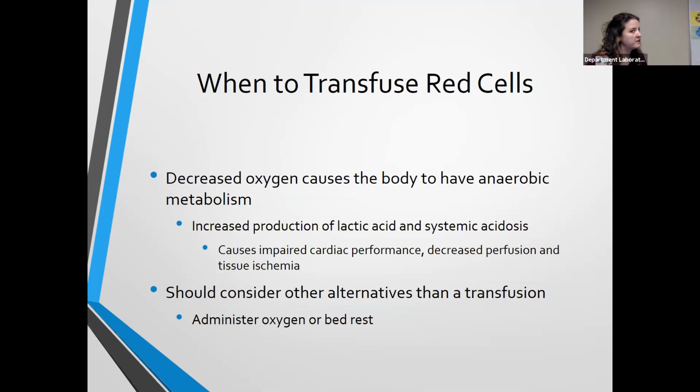What happens when you have decreased oxygen is your body has anaerobic metabolism, and we all know that would increase lactic acid, so your body could go into acidosis. When you go into acidosis, you could have impaired cardiac function and decreased perfusion, so fewer cells are traveling to the tissues, which could lead to tissue ischemia or tissue hypoxia. Again, you should consider alternatives rather than transfusion, such as oxygen.